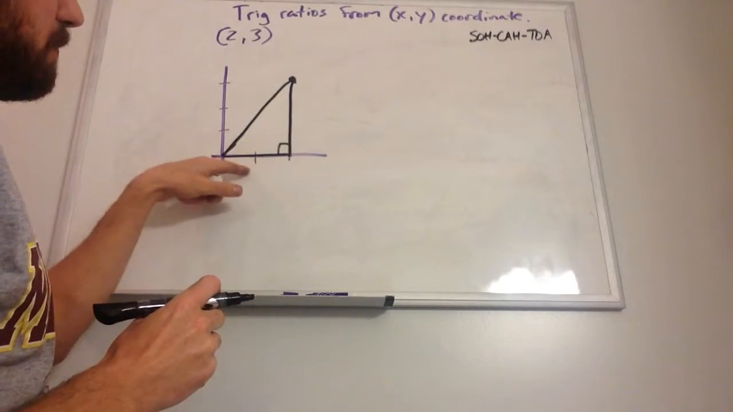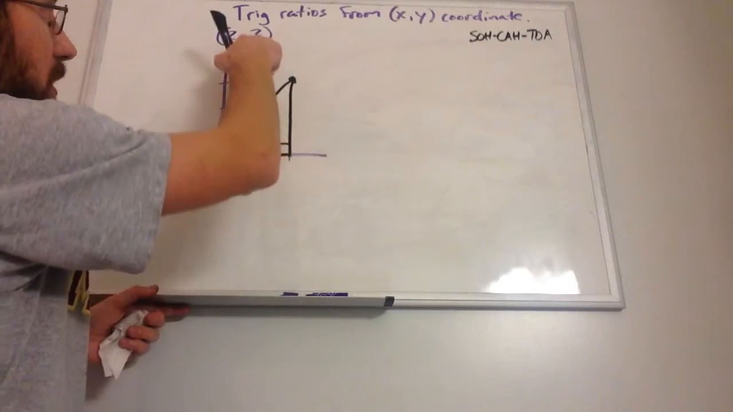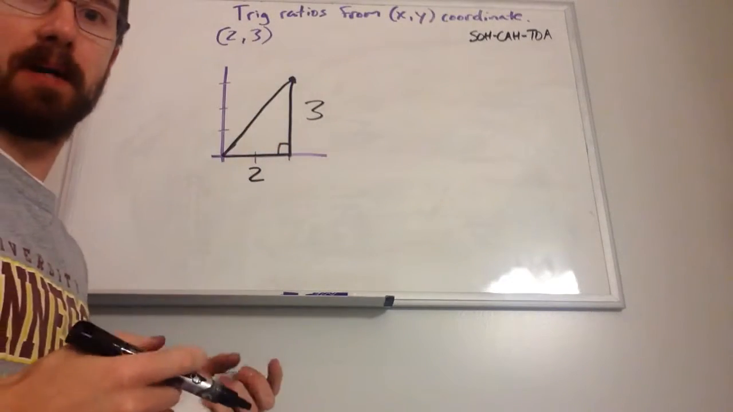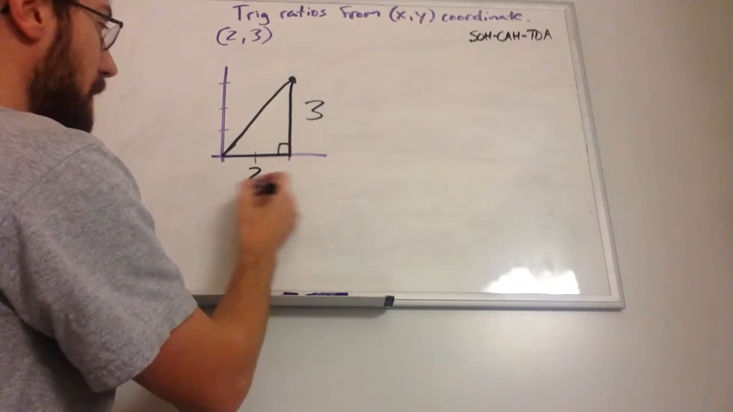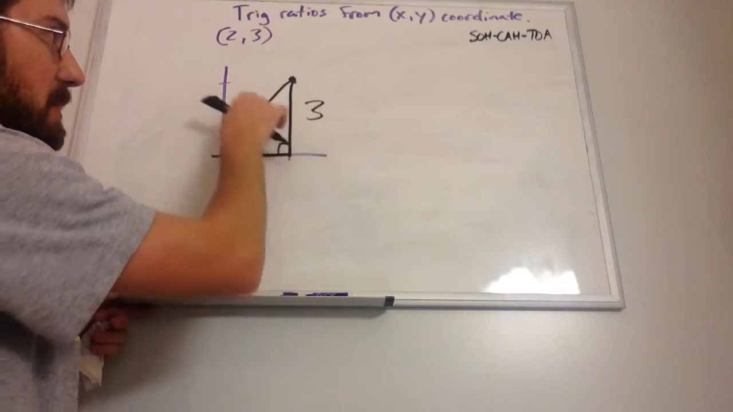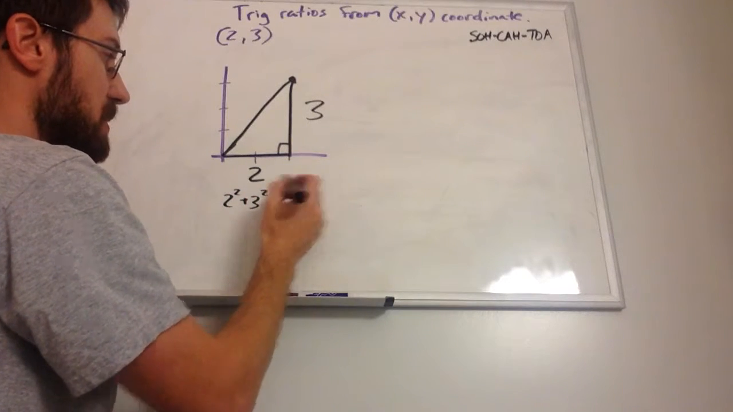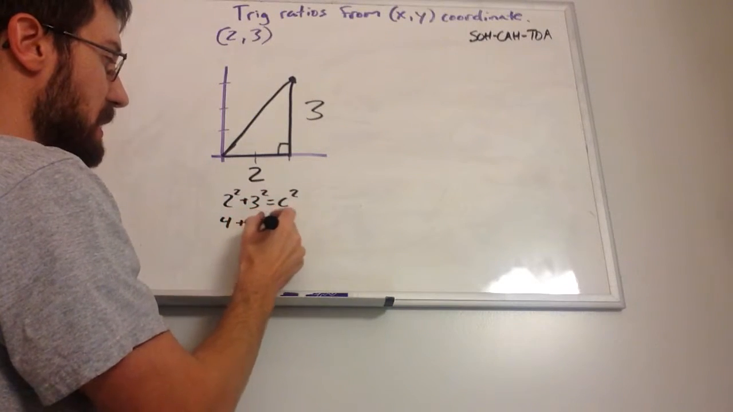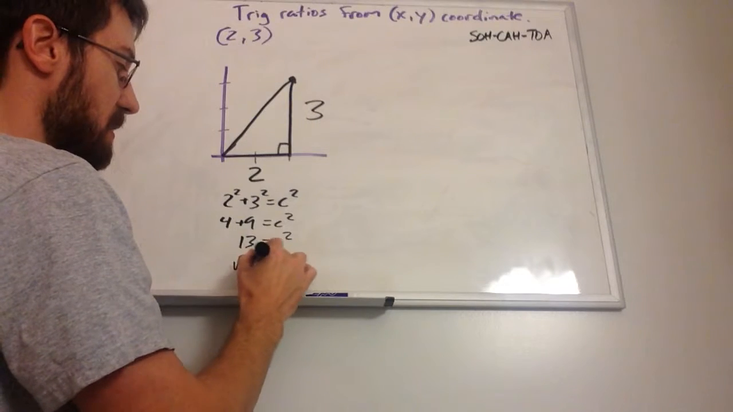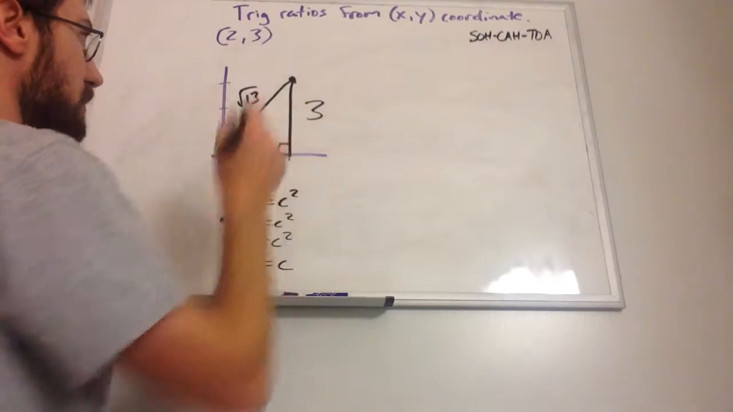Now, the base of that triangle is given by the x value, which is 2. The height of the triangle is given by the y value, which is 3. Then we just need to figure out what the hypotenuse is, and we can do that using the Pythagorean theorem. a squared plus b squared equals c squared, where these two sides are a and b and the hypotenuse is c. So 2 squared plus 3 squared equals c squared. That's 4 plus 9 equals c squared. 13 equals c squared. So then c is the square root of 13. So our hypotenuse is the square root of 13.